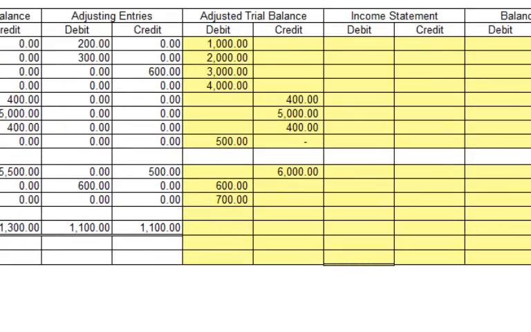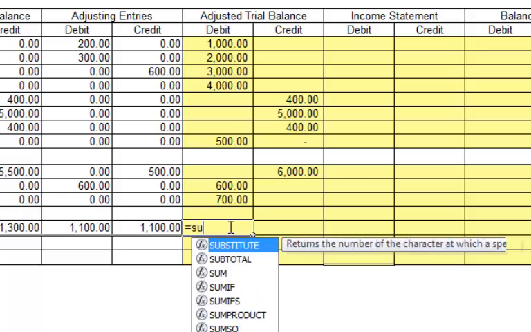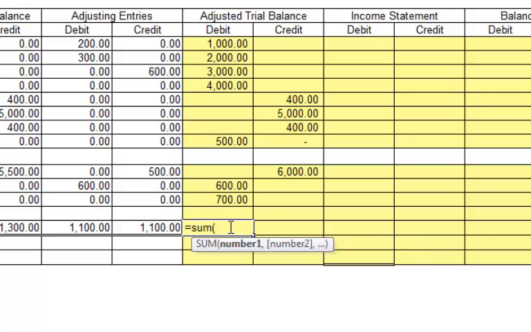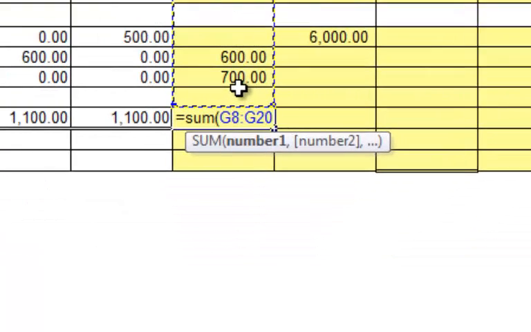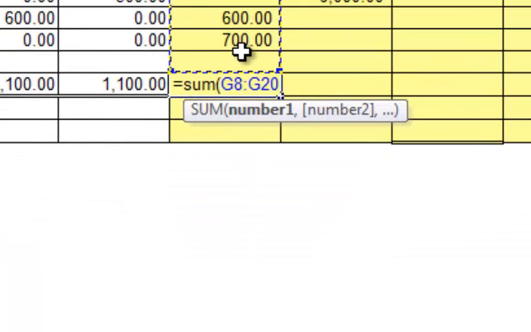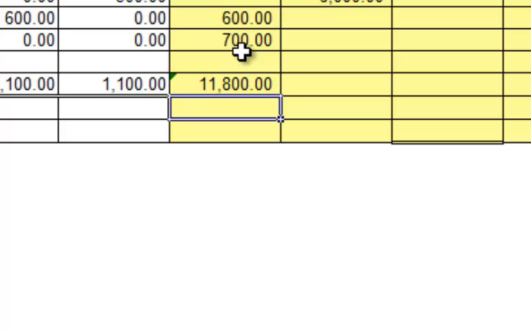Next, we're going to test to see if the adjusted trial balance is correct. And it will be correct if the debit and the credit are the same. Instead of adding this up on my calculator, I'll use Excel: equal sum, open parentheses, then we go up to the first cell that we want to add, click and drag it down to the last cell, or else we could have typed in this example, equal sum G8 colon G20, close the parentheses and hit the enter key.